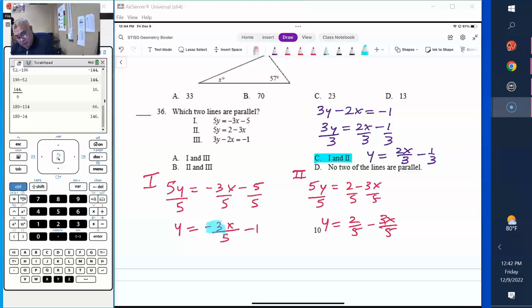This is the slope. This is the slope. It's 1 next to the variable, and this is the slope. So you notice that the slopes are not all the same. Only 1 and 2 are the same.